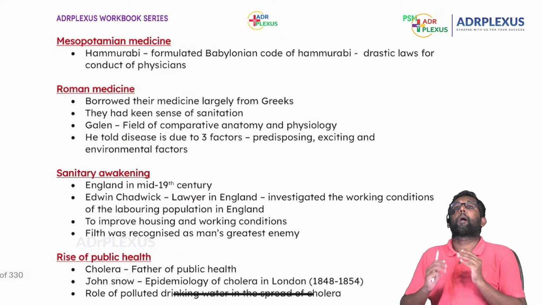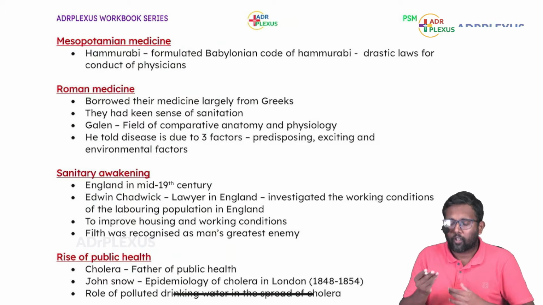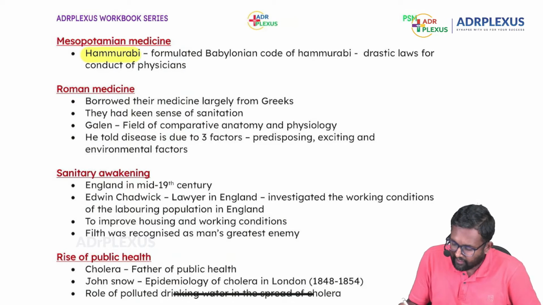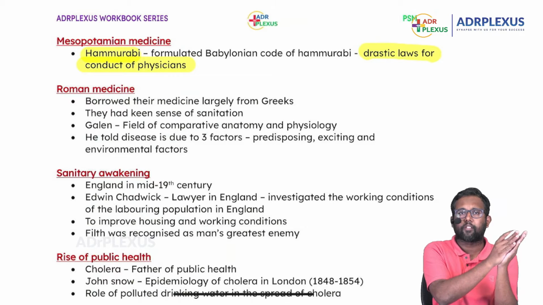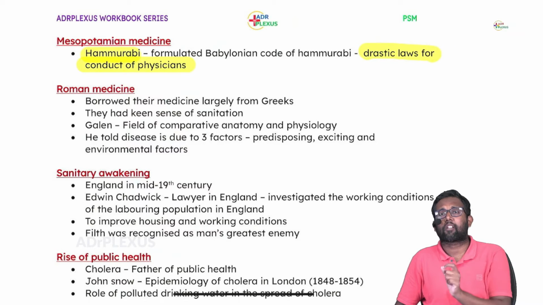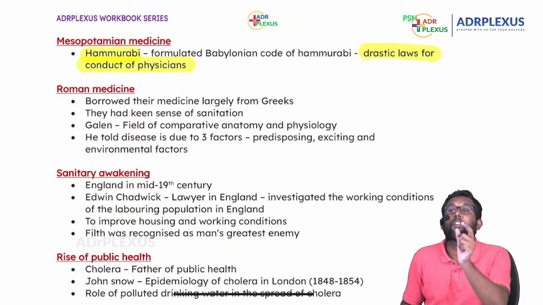So next is Mesopotamian medicine. It is not so important. You only have to remember there is a law called Hammurabi. He had a very strict law: a doctor should be like this, and if you are not, death sentence for you. Only drastic laws. This is known as the famous Babylonian code of Hammurabi.